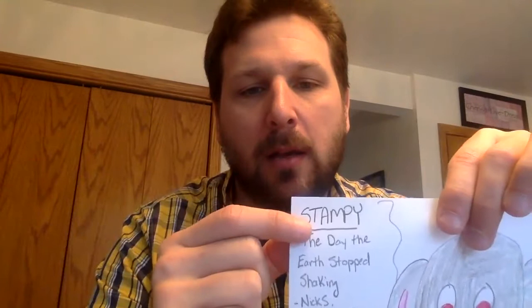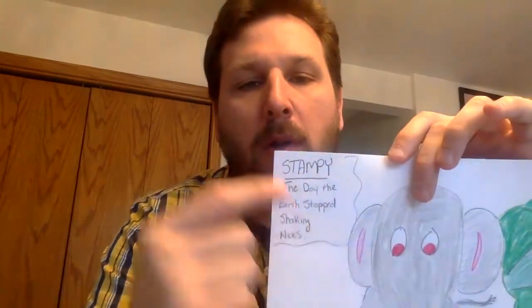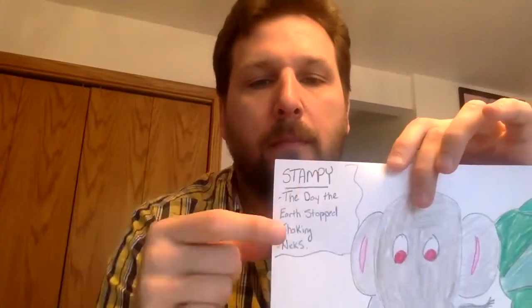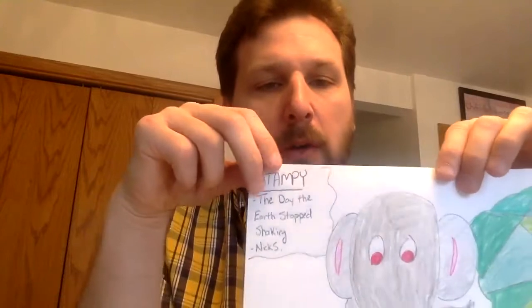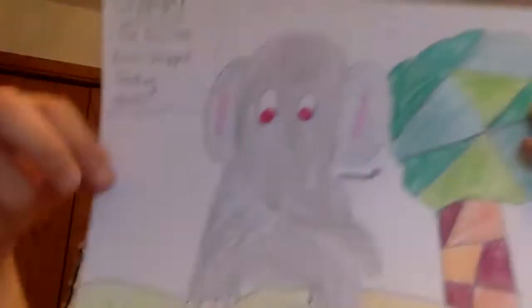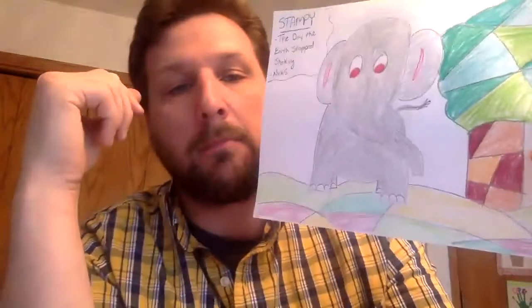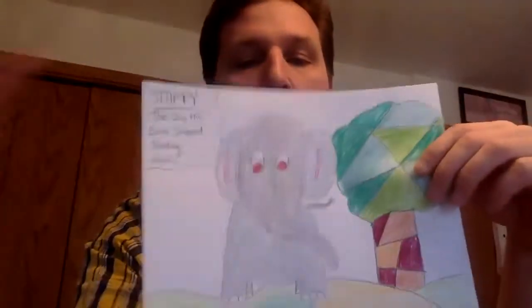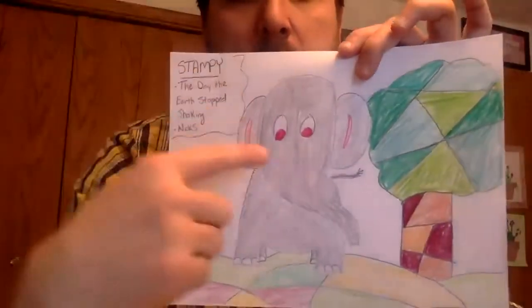So in the upper right-hand corner, I put his name, Stampy. Then I have the title of the story. The title of my story is going to be The Day the Earth Stopped Shaking, and then I'm going to have my name on it. So right off the bat, you can put your character's name, the title of your story, and then your name. After that, you're going to draw out your character, like so. You can use colored pencils. I think that would work well. But you're going to draw your character from your story. And you can see my character is going to be an elephant named Stampy.